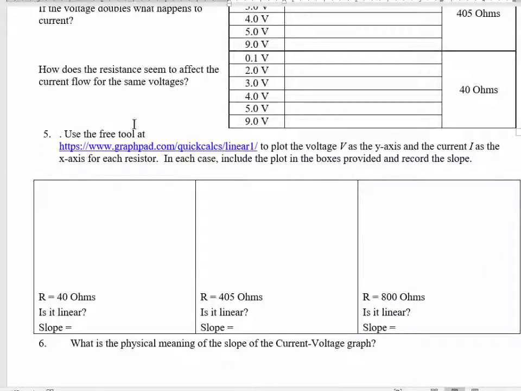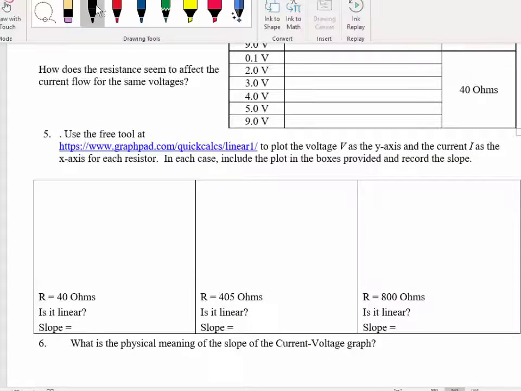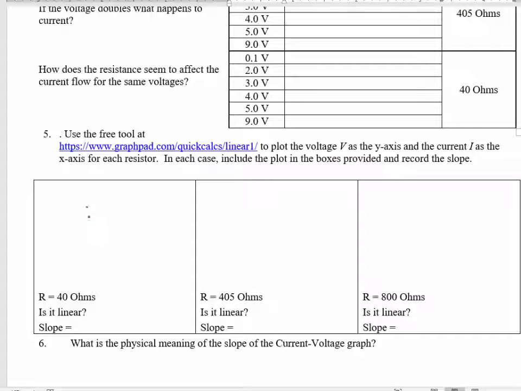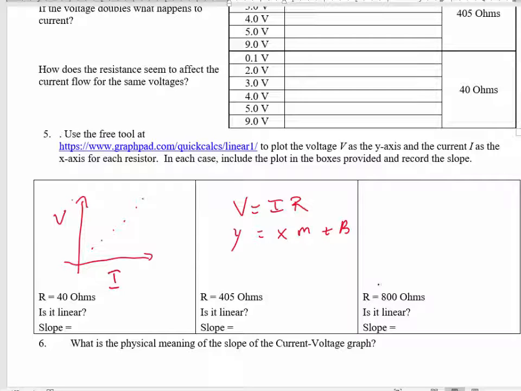So we're going to make sure we put the voltage on the y-axis, and we're going to put the current on the x-axis. It's going to be nice and straight and pretty and linear. You're going to say, wow, I know that V is equal to I multiplied by R. If I put the voltage on the y-axis and the current on the x-axis, then there's a really good chance that this looks like y = mx + b. So pretty straightforward. All you're going to do is do that 3 times.